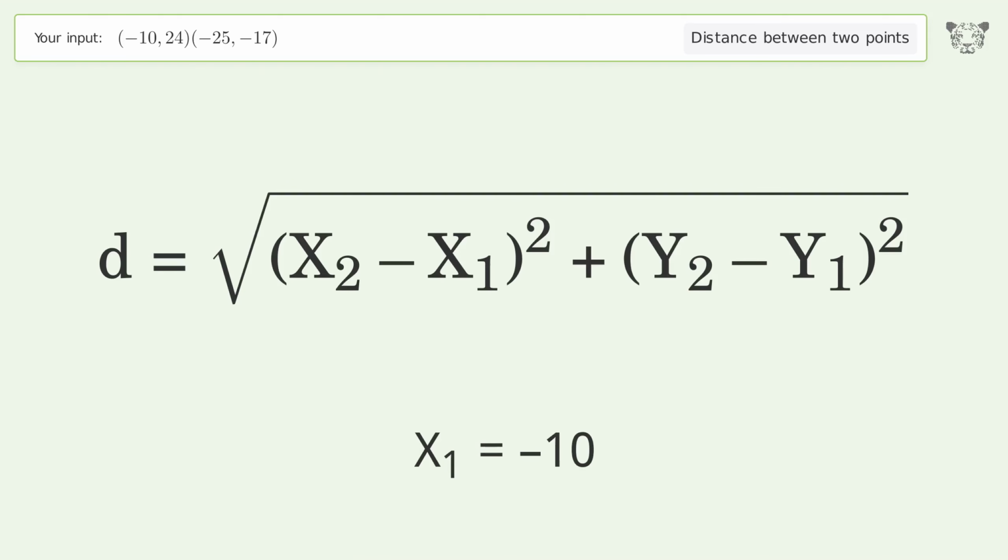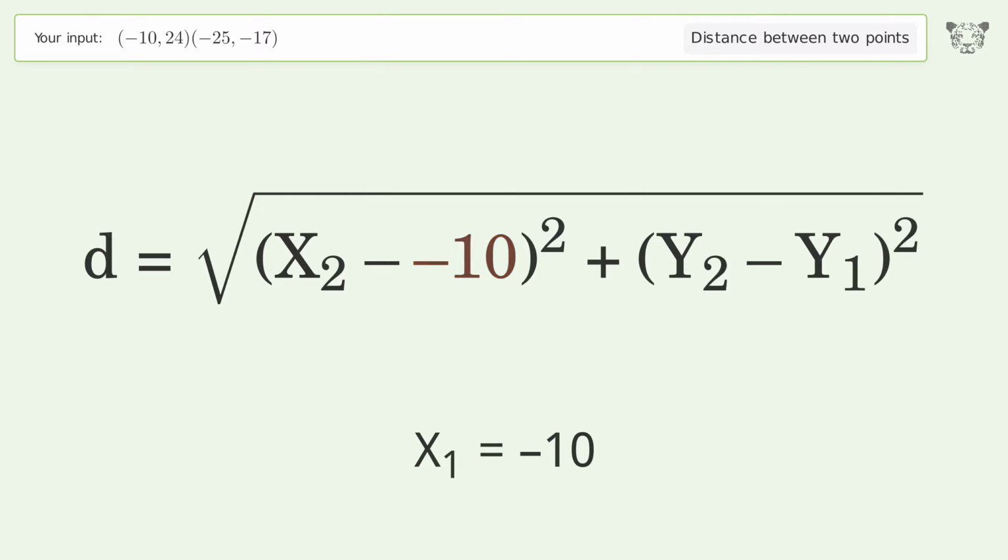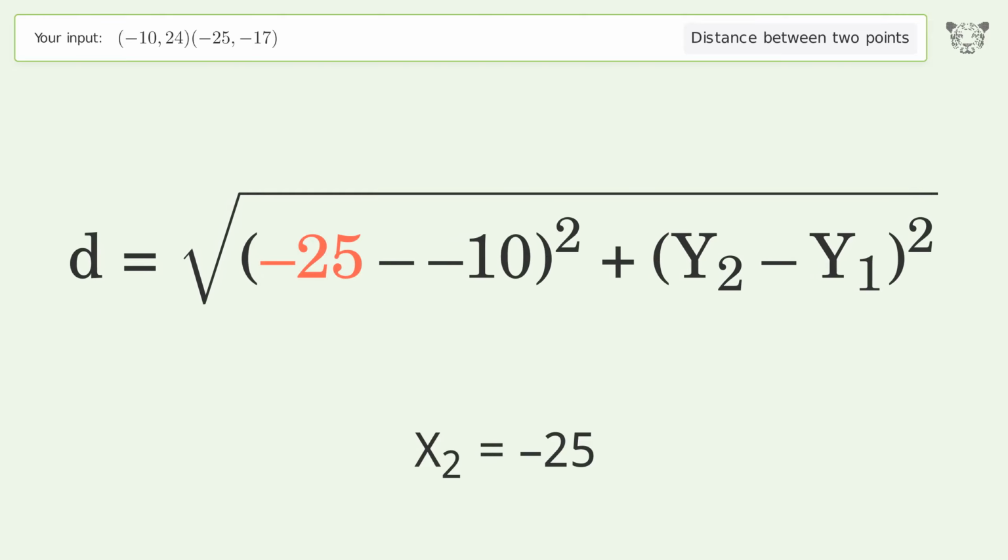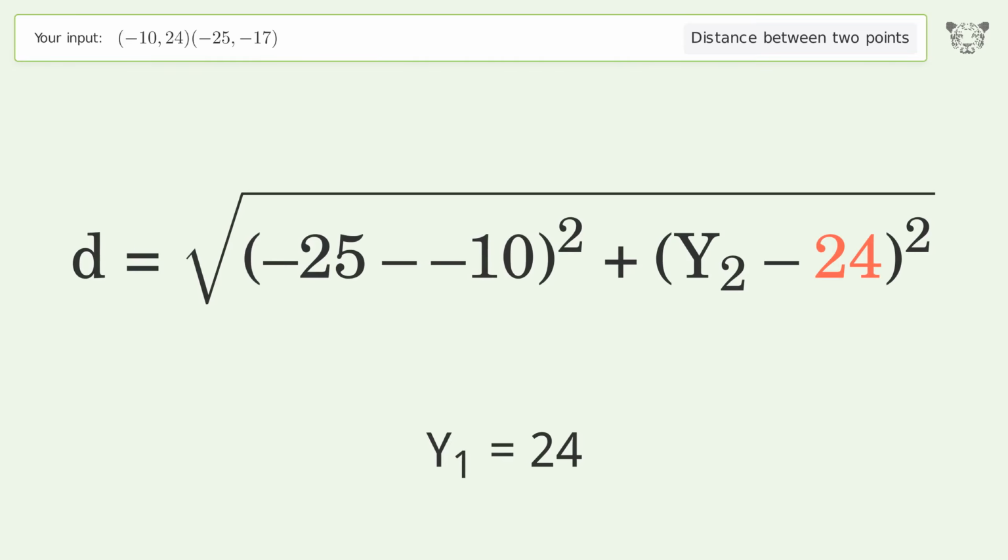x1 equals -10. x2 equals -25. y1 equals 24. y2 equals -17.